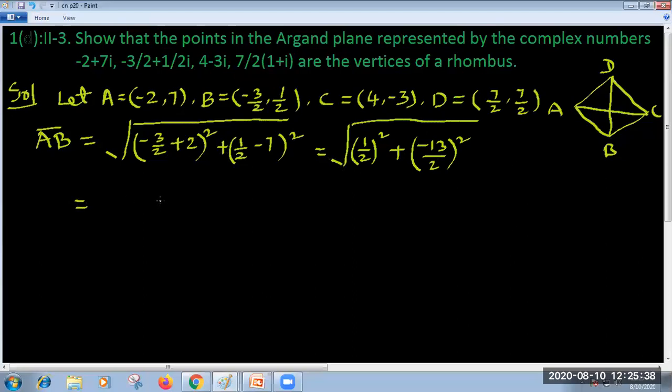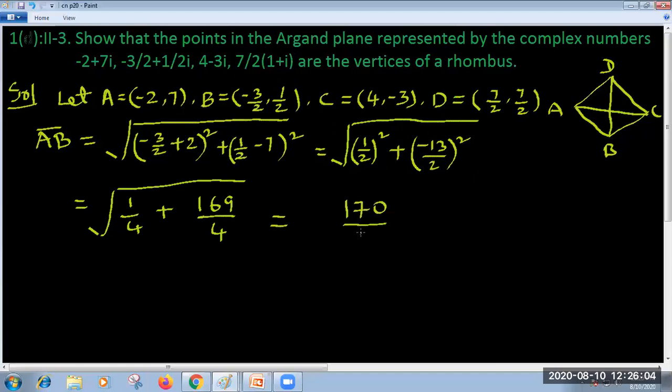One by 2 whole square is 1 by 4. 13 square is 169 by 4. 169 plus 1, this is 170 by 4. So AB length is the square root of 170 by 4.